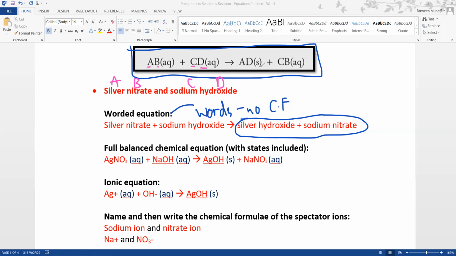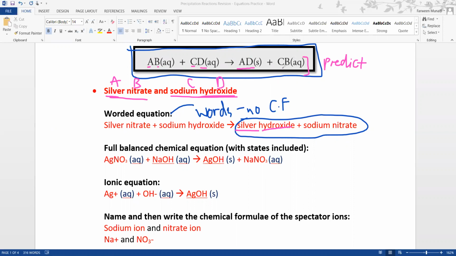Remember, that's why we said we have chemical equations and we have these specific formulas for chemical equations, because we can use this to predict what the products of a chemical reaction will be. In this case, we can predict what the products of this precipitation reaction between silver nitrate and sodium hydroxide will be. So if we've got A, B, C, D already, we know the first product is going to be the combination of A and D, silver hydroxide.